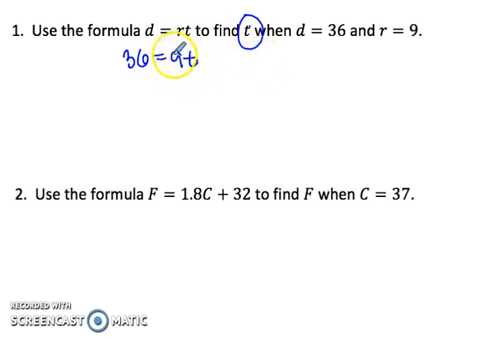And then we simply solve the equation. So I have 9 times t. That means I need to divide both sides by 9. And then 36 divided by 9 is going to be 4. So t has a value of 4.